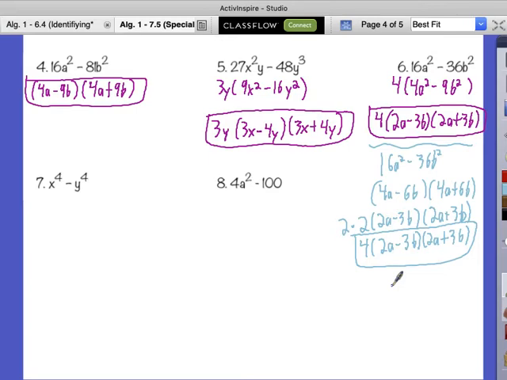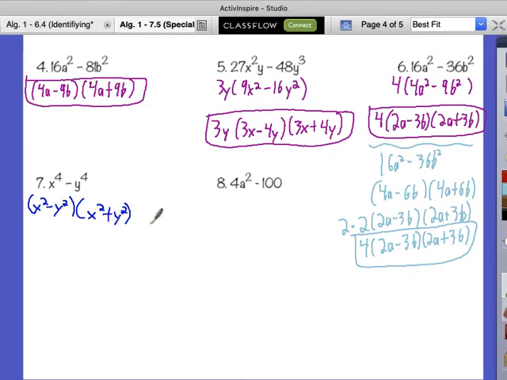X to the fourth minus Y to the fourth. How many terms do we have? 2. Do we have a GCF? No. Okay. Is X to the fourth a perfect square? Yeah, what times what is X to the fourth? X squared times X squared. Is Y to the fourth a perfect square? Yeah, Y squared and Y squared. So what can I write in my parentheses? X squared. Very good, Presley. And what do I write in my second parenthesis? Very good. X squared plus Y squared.